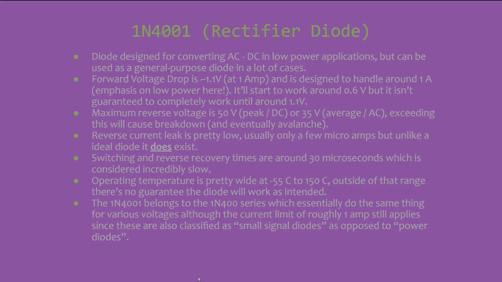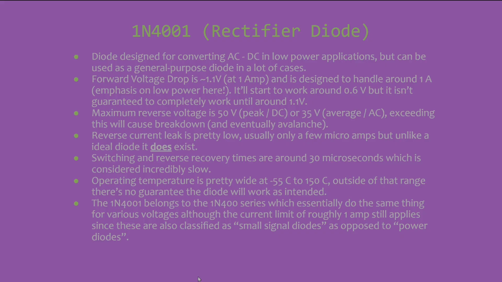The maximum reverse voltage is about 50 volts peak or DC, or 35 volts average or AC. Exceeding this will cause breakdown and eventually avalanche. The reverse current leak is actually pretty low though, only a few microamps, which is significant, but not so much for basic circuits. And unlike an ideal diode, it does exist, but again, with an ideal model, you might be able to make adjustments. Switching and reverse recovery times are around 30 microseconds, which in comparison is actually considered pretty slow. So this is not meant for fast switching.